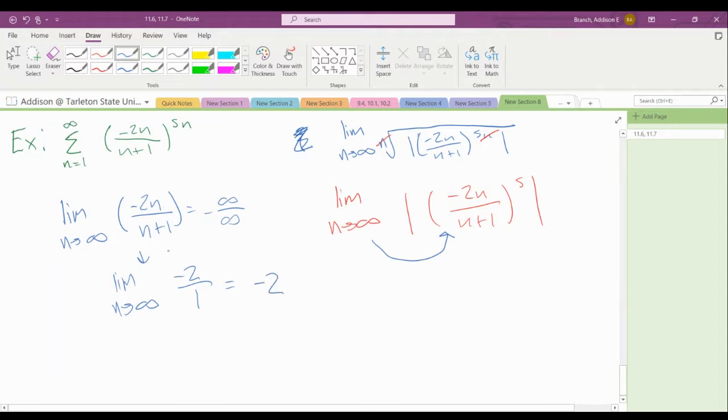So now we start working back out. We're going to raise that up to the 5, so we get negative 32, and finish working that back out to the beginning. Take our absolute value, so we get 32. Well, we know 32 is going to be bigger than 1. So therefore, we can say that this series is going to be divergent.